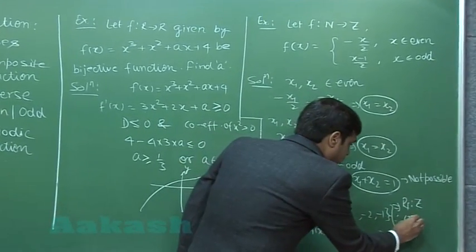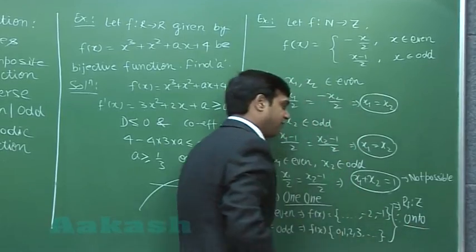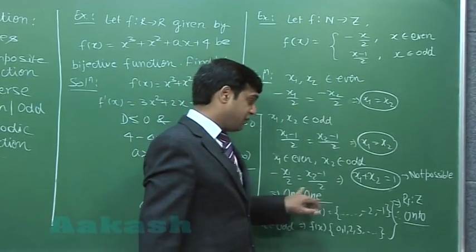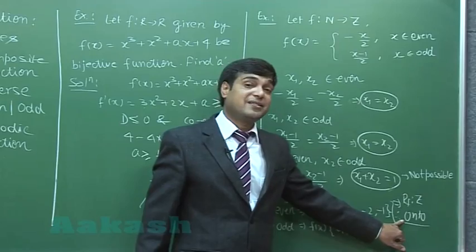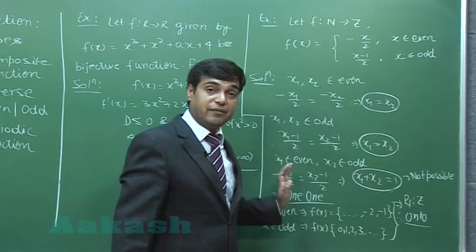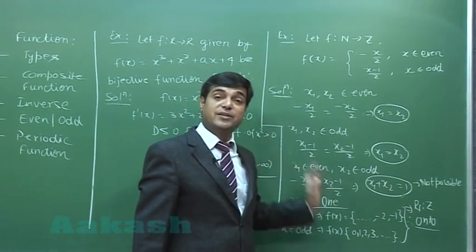Therefore, the function is onto. The function is one-one as well as onto, that is, the given function is bijective. This is clear? Okay, let's go for the next one.